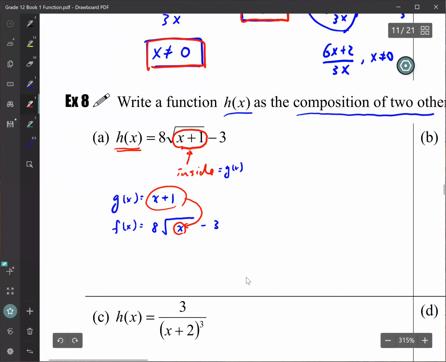But then at the end, you need to specify what kind of composite, which one is the inside one, which one is the outside one. So you have to make sure you also write this part out. h of x, right on the side, right at the bottom, okay? So from here, we would have g of x inside the f, right? So I'll write it as f of g of x. Okay, so this will be one example of the two functions that can make up the h.